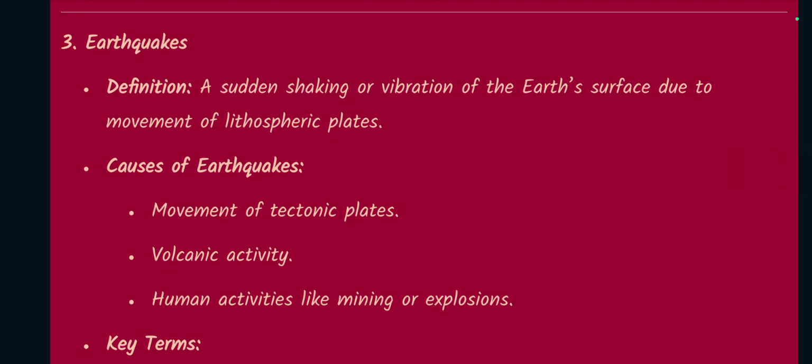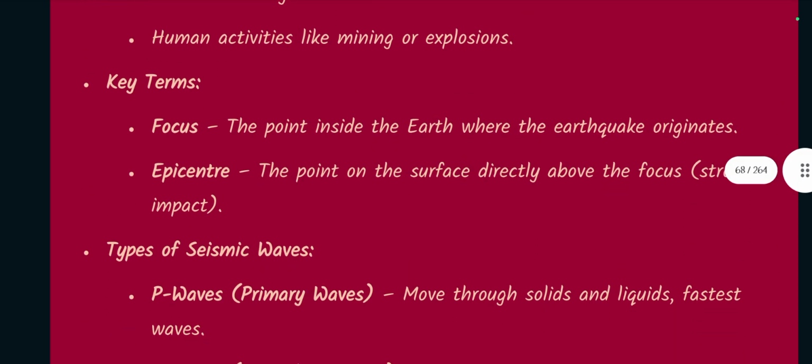Number 3, earthquakes. Definition: a sudden shaking or vibration of the earth's surface due to movement of lithospheric plates. Causes of earthquakes: movement of tectonic plates, volcanic activity, human activities like mining or explosions. Key terms: focus, the point inside the earth where the earthquake originates. Epicenter, the point on the surface directly above the focus, with the strongest impact.